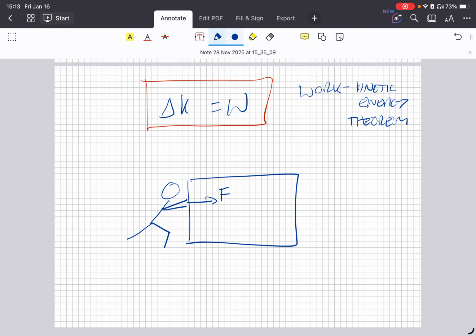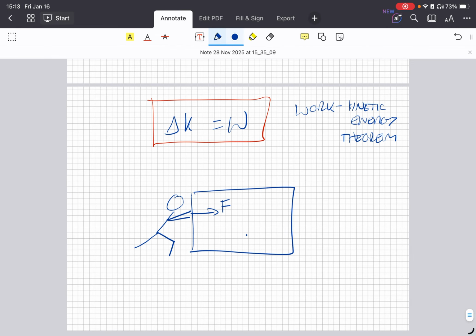And what we defined work as was the energy that is imparted to a body via a force. So here we've got the prototypical example of a person pushing a box across the floor. And the idea is that the person, in applying this force, is doing work on the box. So quite often you'll hear this language of doing work on a body or on a particle or on a box like this. So the force is what does the work.